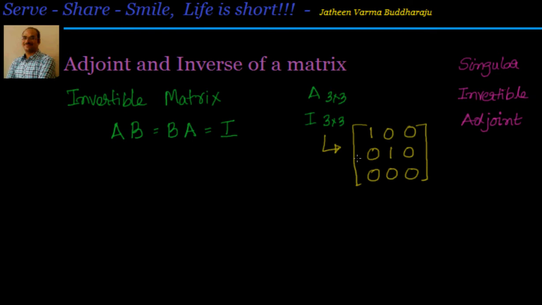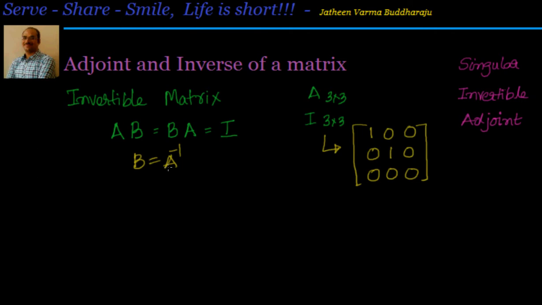Now if we are able to find a matrix such that when you multiply A with it, or multiply that matrix with A, you get the identity matrix, then we will call that matrix the inverse of A. B is nothing but the inverse of A.